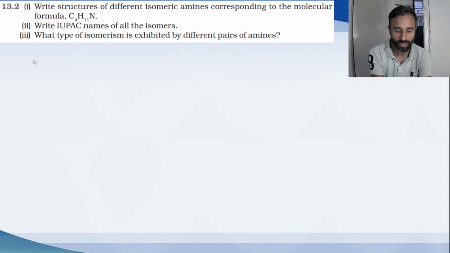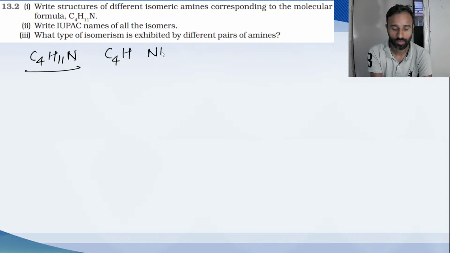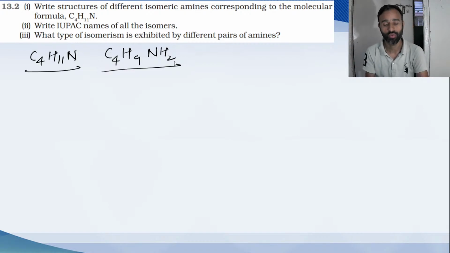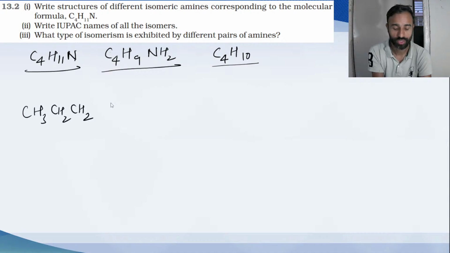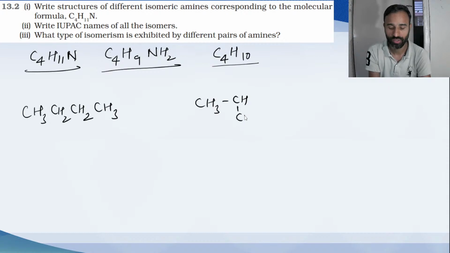Now write the structures of different isomeric amines corresponding to the molecular formula C4H11N. C4H11N is a derivative of C4H9 and NH2, that is C4H10. That means CH3CH2CH2CH3, or CH3CH(CH3)CH3. Normal butane, and this is isobutane.